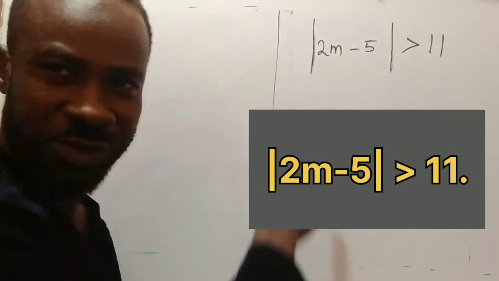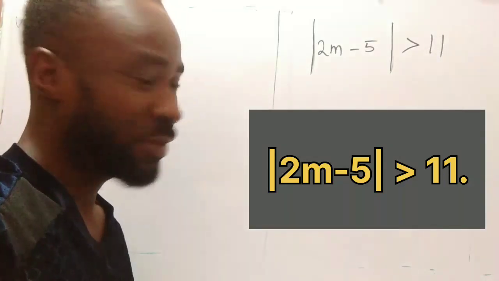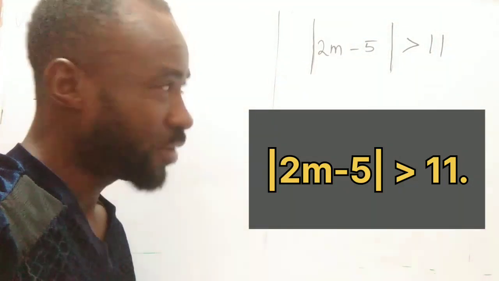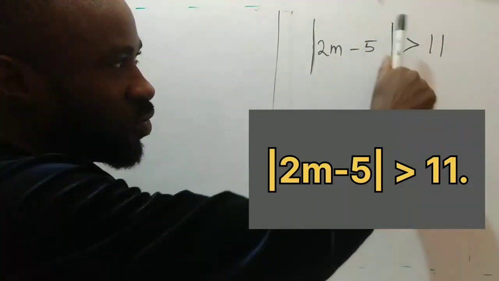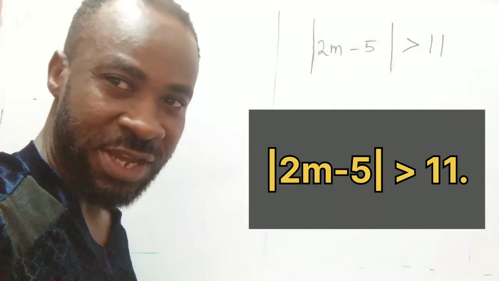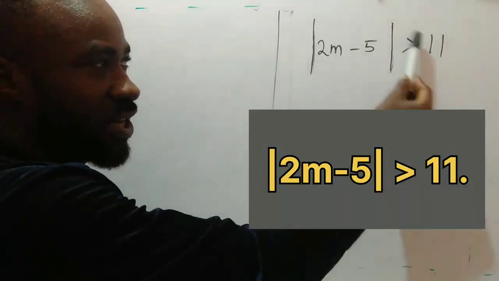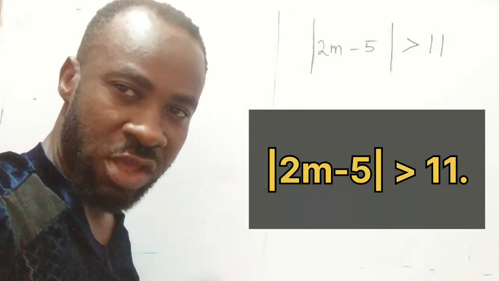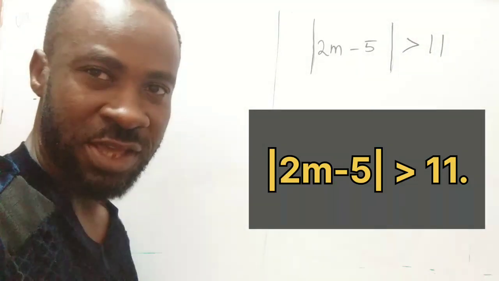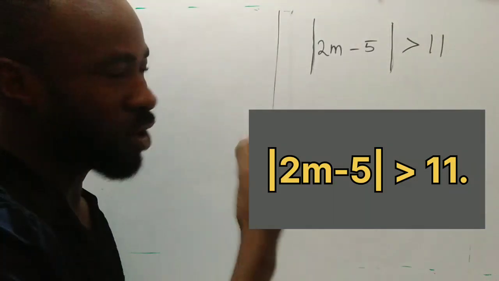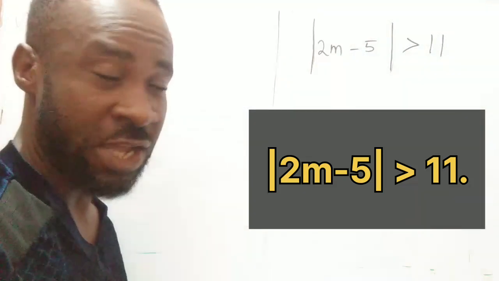So let's look at this second example on absolute value inequality, because I promised that today we're going to look at the absolute value inequality with the greater than sign. Whether it is greater than or greater than or equal to, it is just the same technique we're going to use. So let me also explain the concept behind the greater than sign.